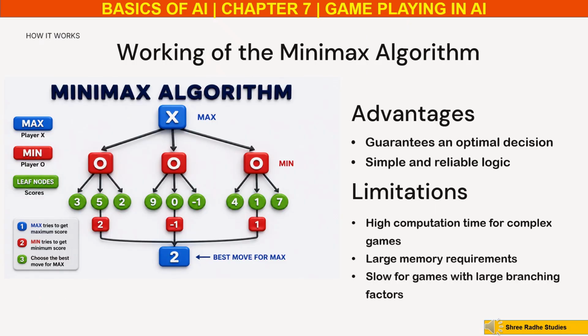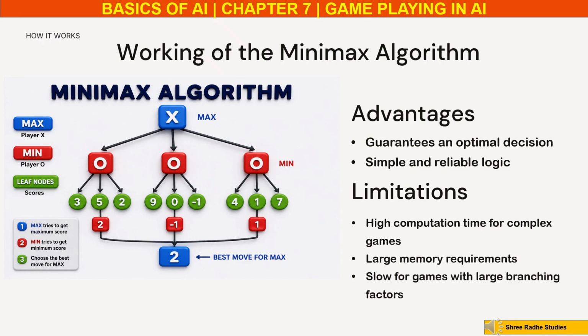Slide 6. Working of the Minimax algorithm. Let's understand how Minimax actually works. First, the AI creates a complete game tree containing all possible future moves. Then it evaluates every final position and assigns a score to each outcome.